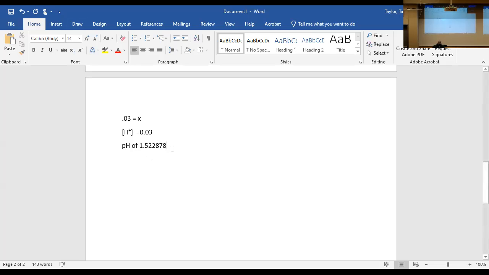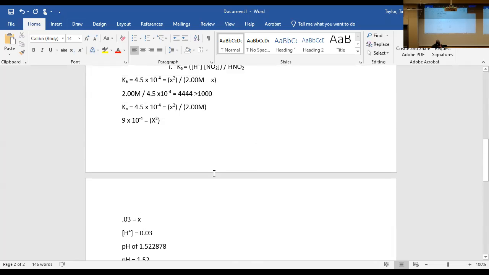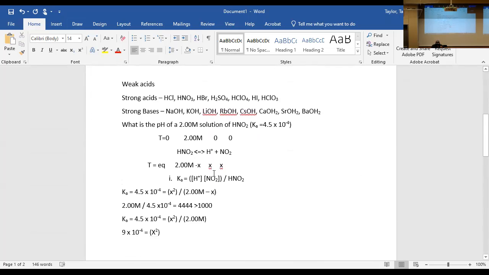So then we need to find our significant figures. If we look at our hydrogen ion concentration, we have 2 significant figures. And because of the rules, that means that we go to the first 2 decimals of the pH. So the pH is equal to 1.52. And there you go. That's how you solve a weak acid problem.